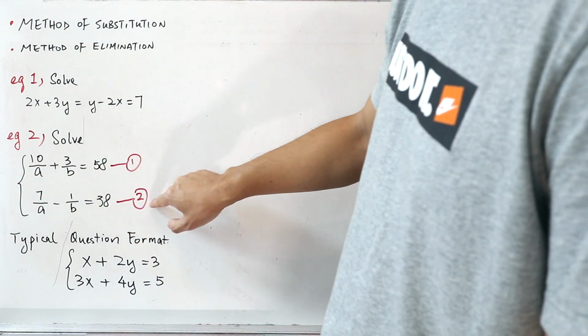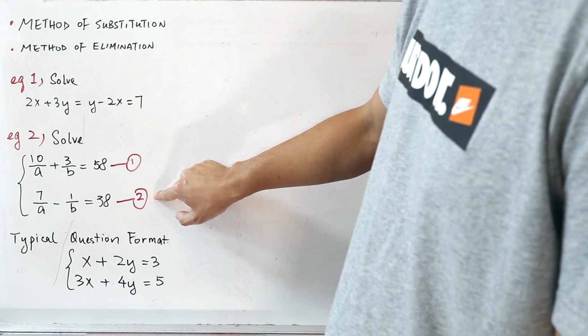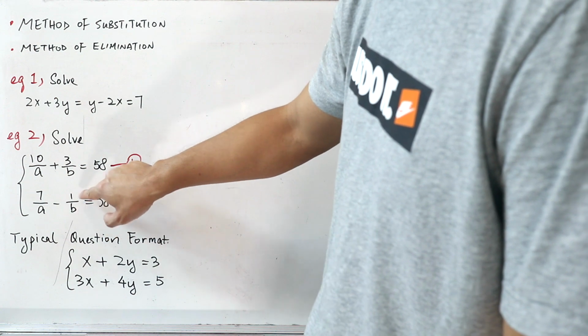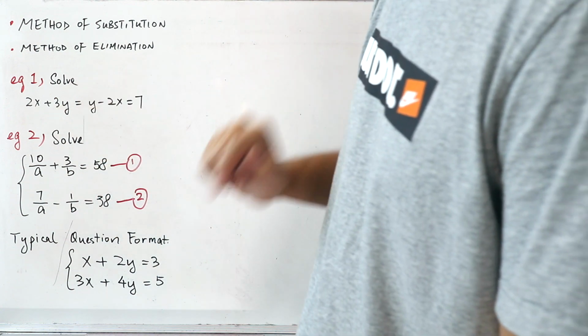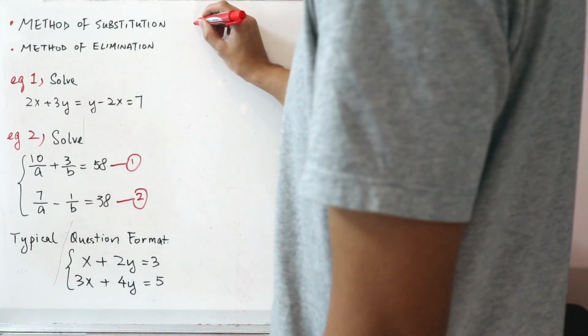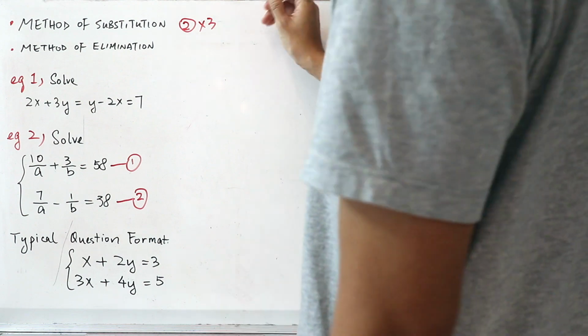But what if I multiply equation number 2 by 3? If I multiply equation 2 by 3, 1 over b will become 3 over b. And 3 over b is the same as this, right? So why don't we do that? We multiply equation 2 by 3.